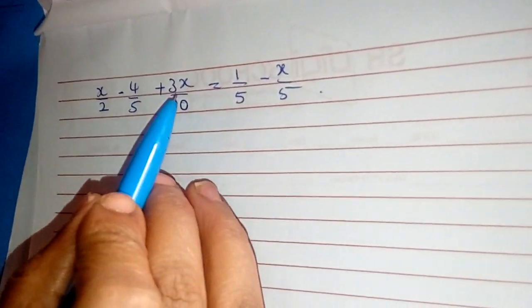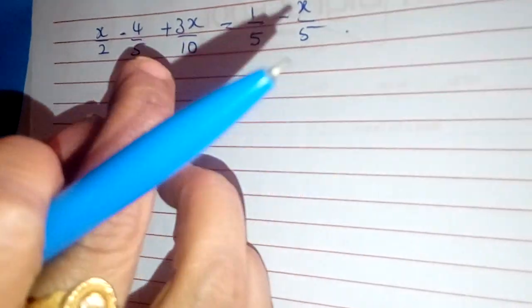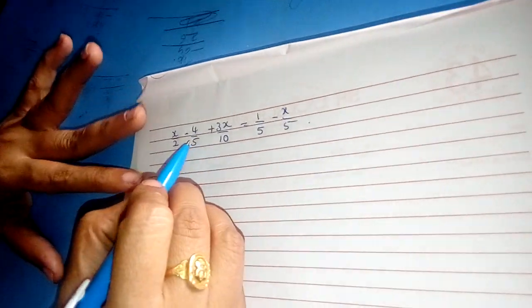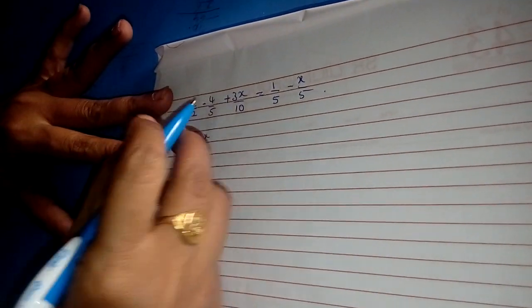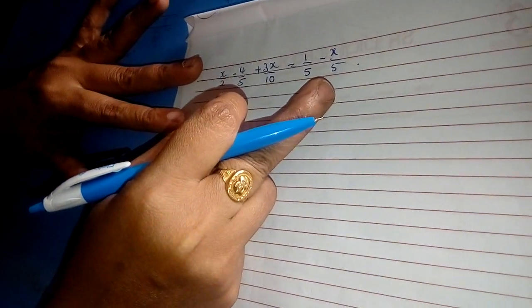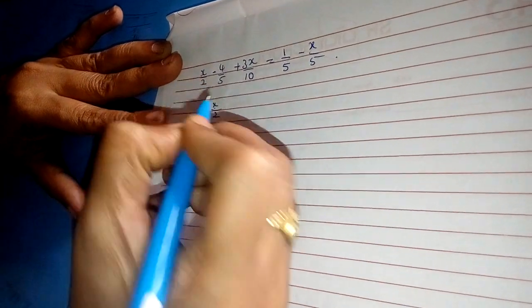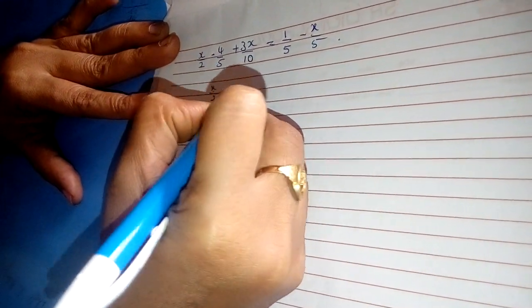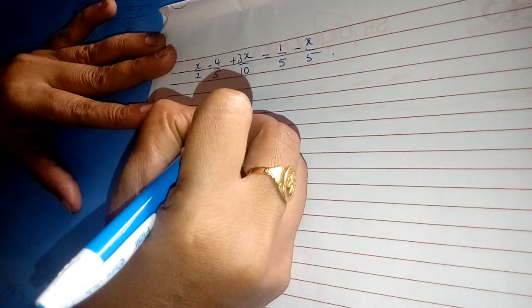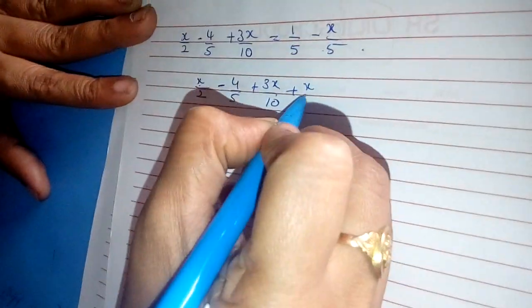In this case we have like terms on both sides, linear terms on both sides, and we also have numerical terms. So first of all transpose the like terms in one direction. What are the like terms here? x by 2, 3x by 10 and x by 5 are like terms. So this minus x by 5 turns to this side, transposed to this side. Then you will get minus x by 2 minus 4 by 5 plus 3x by 10, and this minus becomes plus x by 5 is equal to 1 by 5.